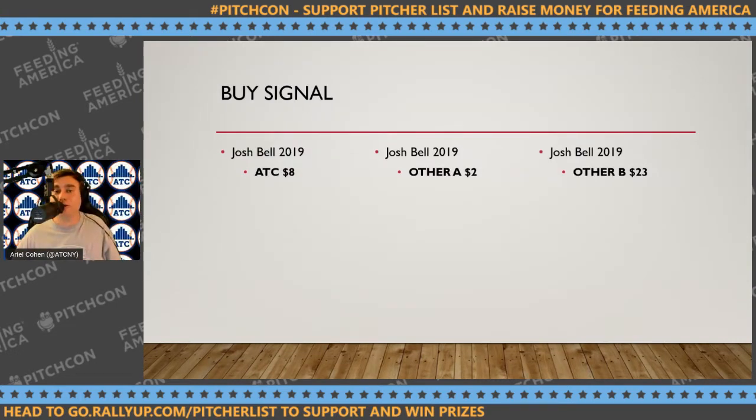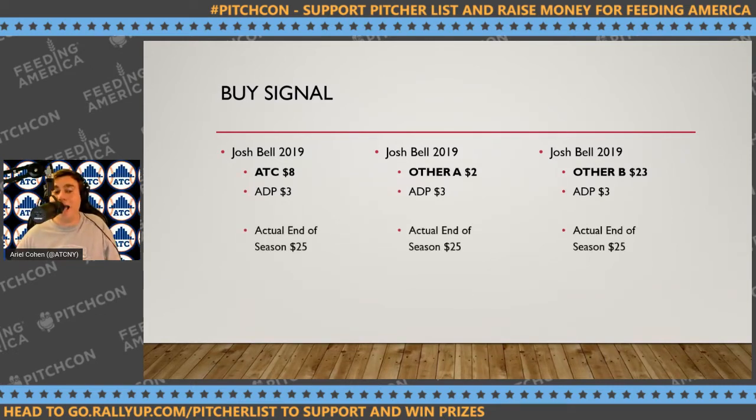Just to give you a quick example of why that's true, and we talk about a buy signal here, like with a stock or anything. Last year, ATC projected Josh Bell in some format for $8. Some other projection system might have projected him for $2, and another one might have projected $23. The market is the same, right? It still costs you $3 according to the ADP to buy him. And at the end of the season, he earned, let's say, $25. I made that number up, but the question is, which projection system are you best off with?